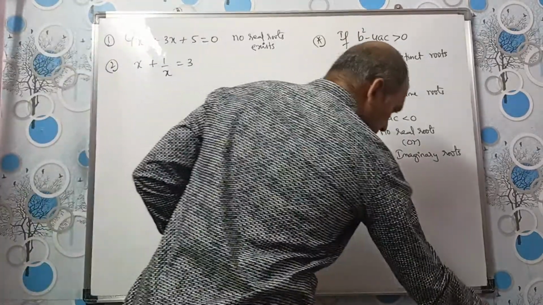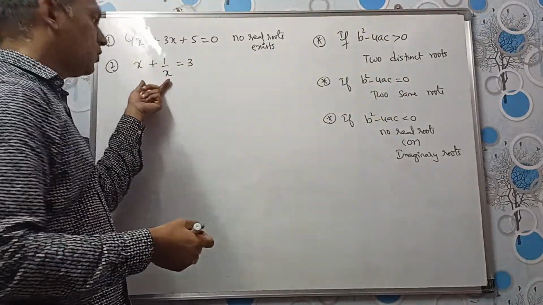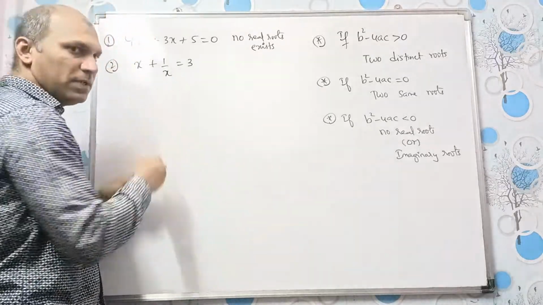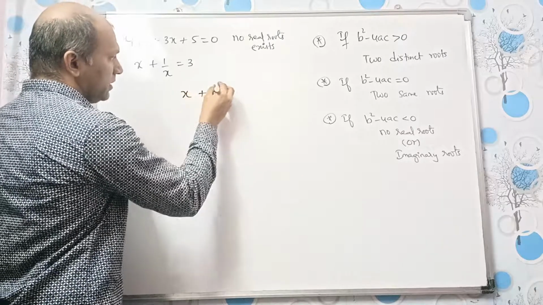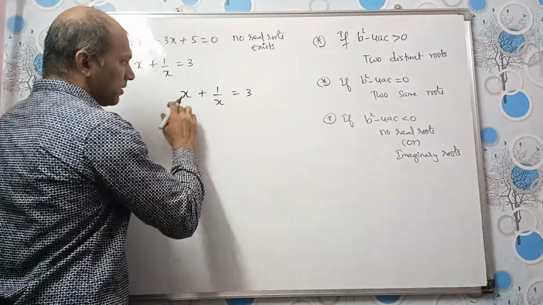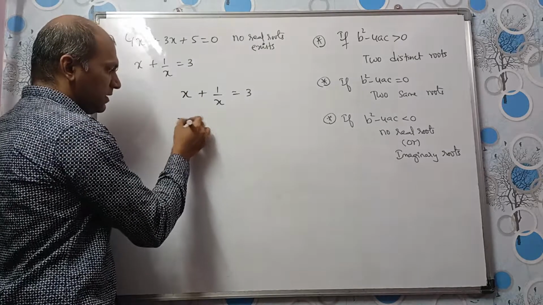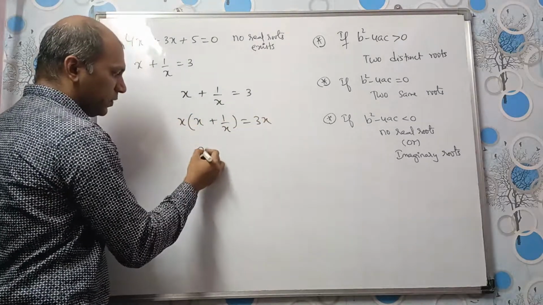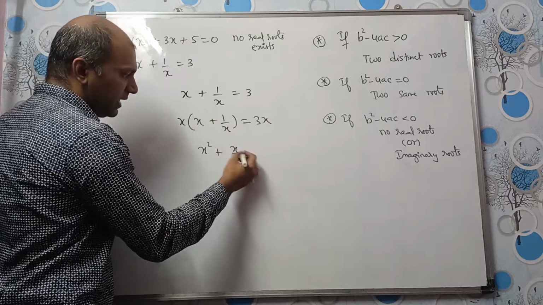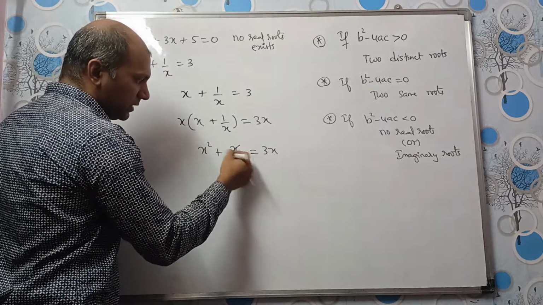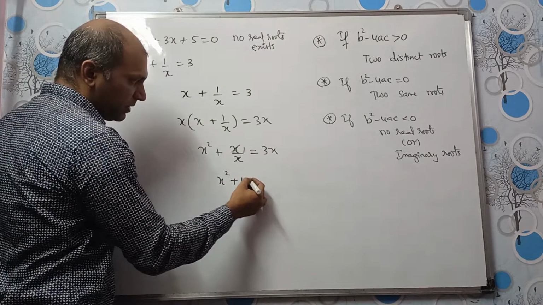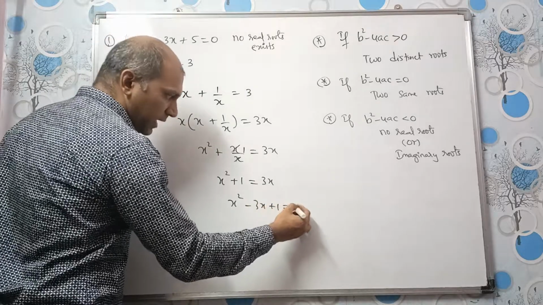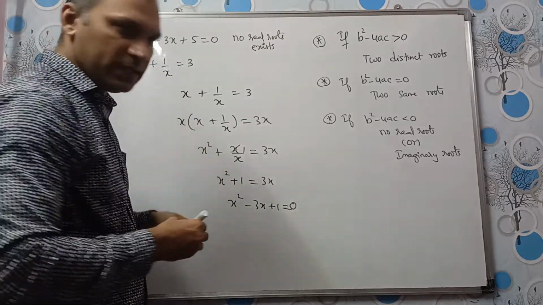Let us go ahead and find the roots of this. Is this a quadratic equation? Yes. We did one example in the starting part of this video. Multiply both sides by x. So x into x is x square, x into 1 is x, divided by x, this will get cancelled, we'll have 1 here. So x square plus 1 equal to 3x. This 3x will come here, it will become minus. See, it is a quadratic equation, right?